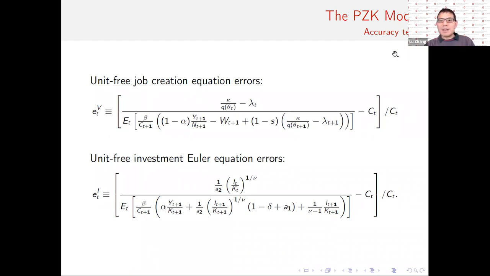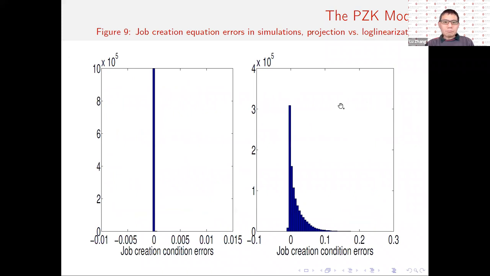Before I show the results, let me report the accuracy results. This is again inspired by Ken Judd's earlier work. We calculate unit-free job creation equation errors. These are Euler equation errors. Unit-free means we're talking in terms of the same unit as consumption. Then unit-free investment Euler equation errors, and this is basically the definition. So you can see the job creation condition error. The left panel is projection, the right panel is log-linearization.